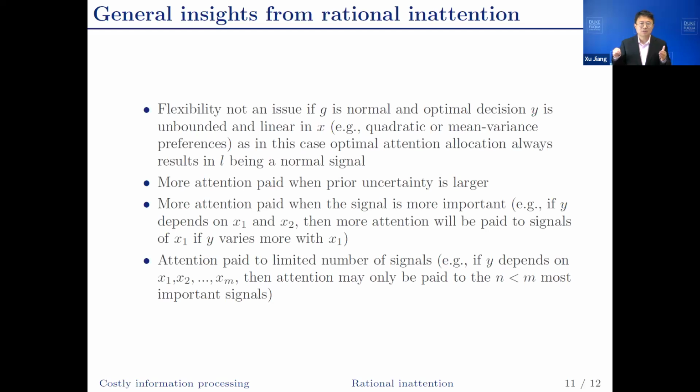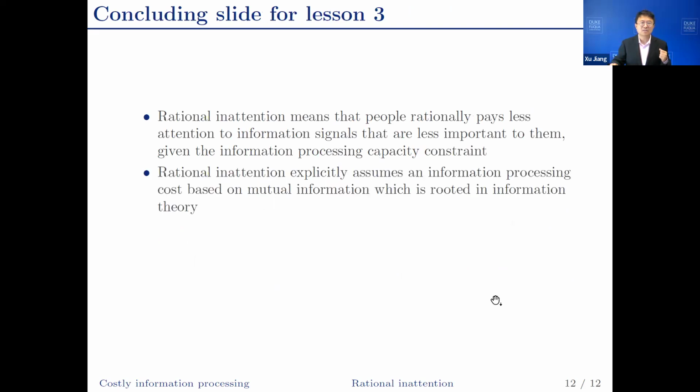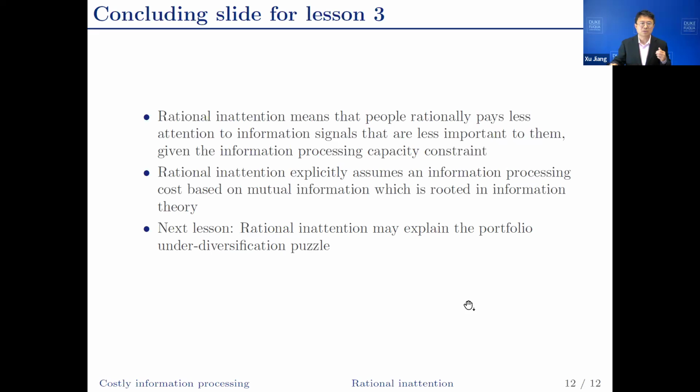Third, attention is paid to a limited number of signals. So for example, if Y depends on M signals, and you have limited attention, attention would only be paid to the N most important signals. To conclude, rational inattention means that people rationally pay less attention to information signals that are less important to them, given that they only have limited information processing capacity. Rational inattention explicitly introduces an information processing cost based on mutual information, which has deep roots in information theory.